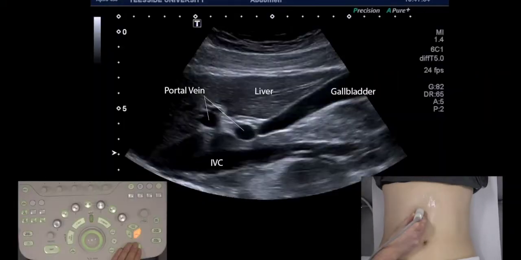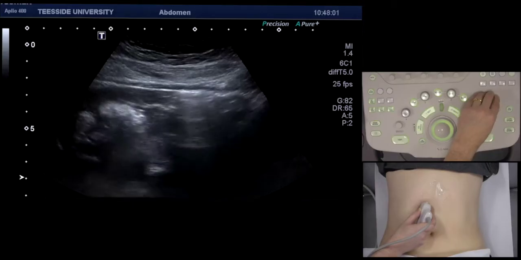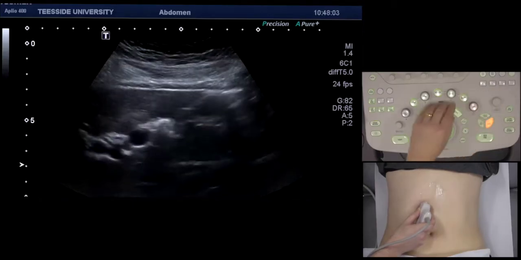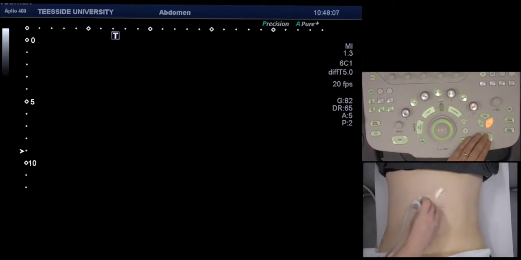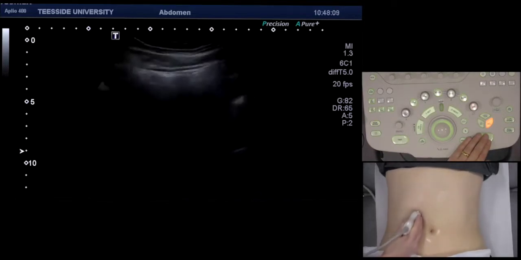This is just an image of the anatomy in more detail. The big problem is actually bowel gas, which you have to work around. With some people, this view won't work at all.